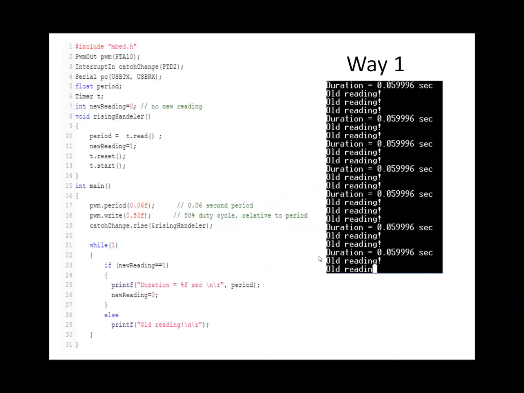So let's see. I forgot what I did. So here I say way 1. I think there's way 2 then. Okay, that's good. So what I did here, let's go. I picked, as you said, rising, and I read the time here. But I do new reading and I'm checking new reading and printf period.